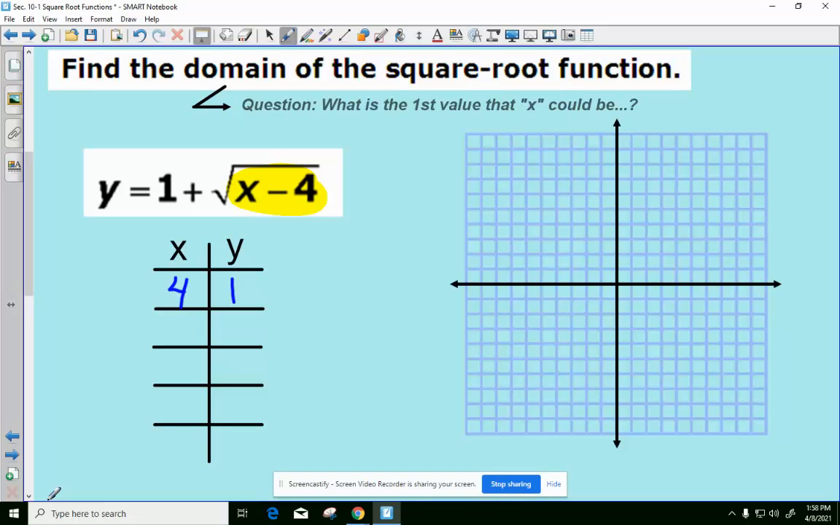What's the next number I should choose to input if I know that 4 is the first one that works? I should put in a 5. Now, 5 minus 4 is 1. Square root of 1 is 1, and 1 plus 1 is 2. So my next output is 2. Now I'm going to tell you right now, the next one cannot output a value of 3. Why not? If the values of y went 1, 2, 3, you're creating a line, and this is not a straight line. It's not linear. It's called a square root. It better not produce the same looking picture.